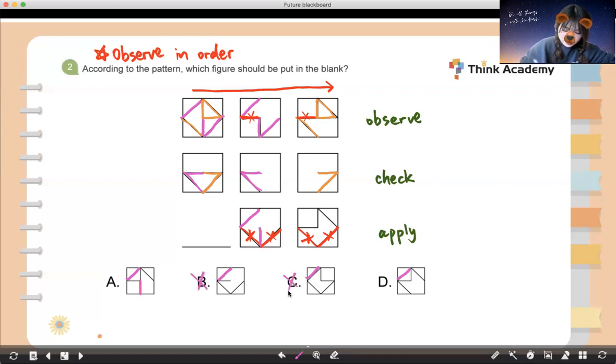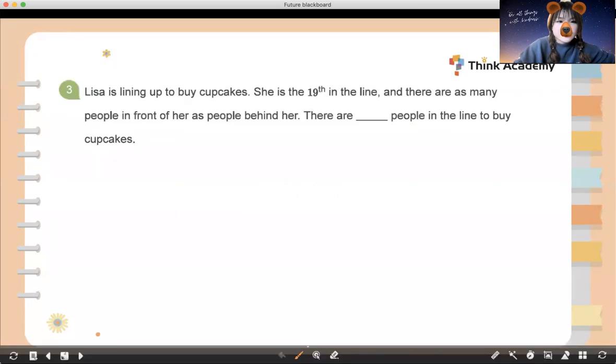So probably B, C, D are all wrong, but we are not sure. So let's see. So we still need this shape, right? And we can see we have this in choice A. So A is our correct answer. Okay, alrighty. So then for the third question.